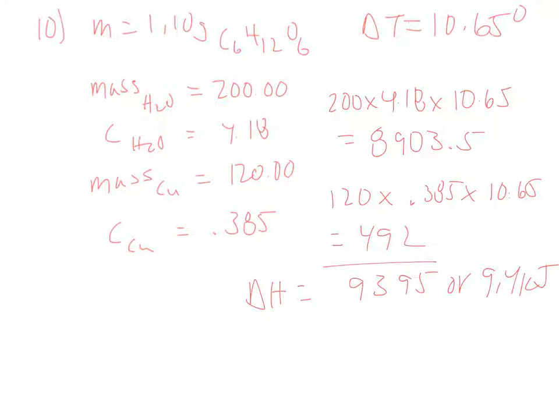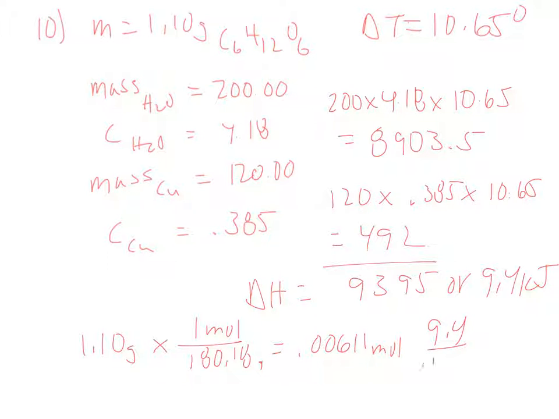So then the second part of this is that I need to come up with this in kilojoules per mole. So now I have to take my 1.10 grams of glucose, find that its molar mass is 180.18. So we're actually talking 0.00611 moles. And when I take my 9.4 and divide by the 0.00611 moles, then our enthalpy becomes negative 1540 kilojoules per mole.